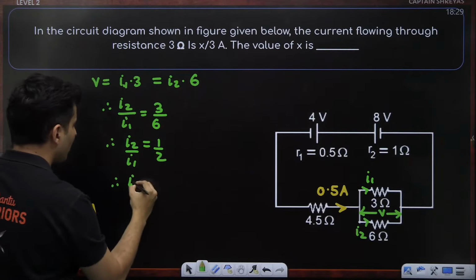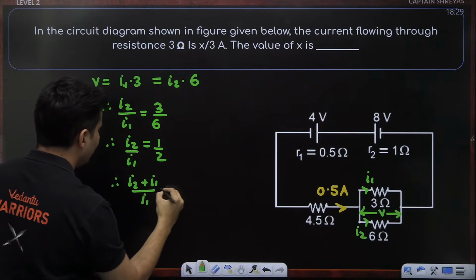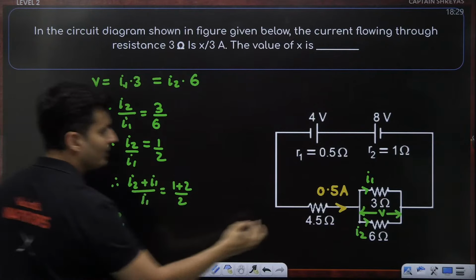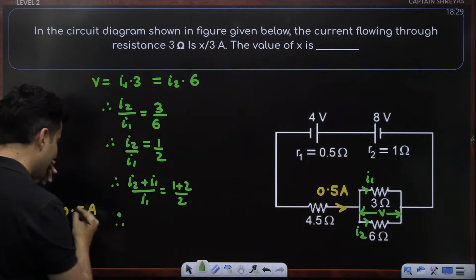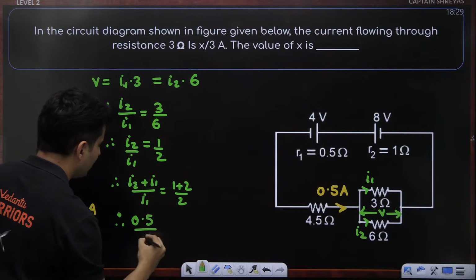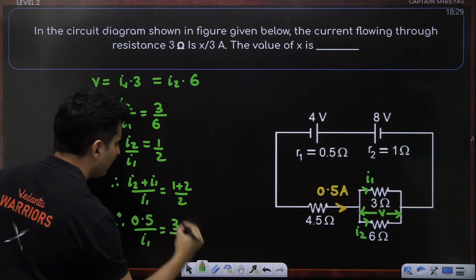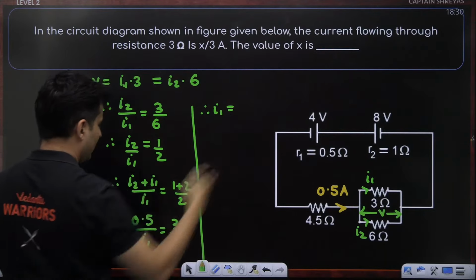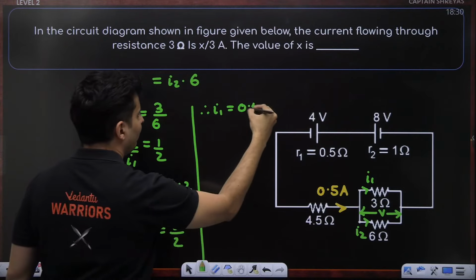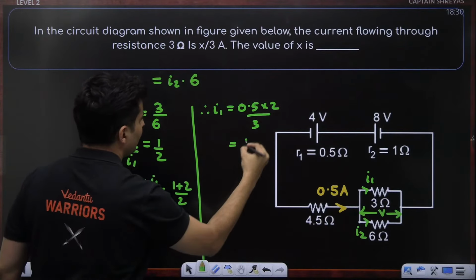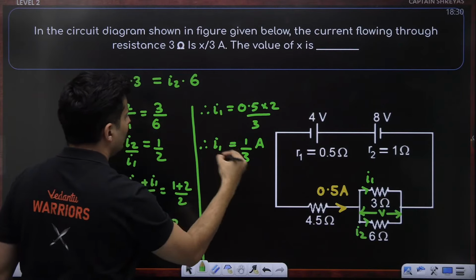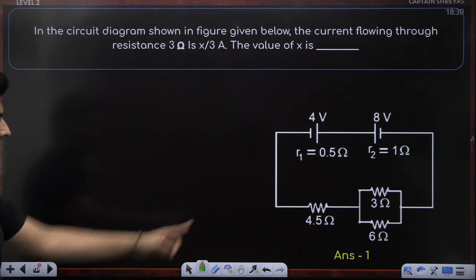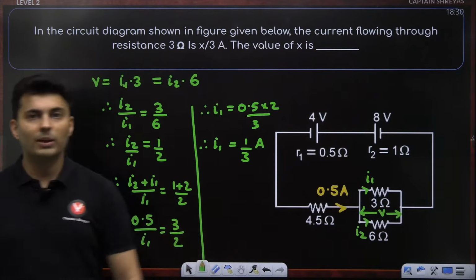Use componendo. So I2 plus I1 divided by I1 will be 1 plus 2 divided by 2. What is I2 plus I1? I2 plus I1 is basically that current which is there over here, which is 0.5 amperes, by I1 equals 3 by 2. So naturally, what do I get? I1 as 0.5 into 2 divided by 3, which is nothing but 1 by 3 amperes. So current number 1 is 1 by 3 amperes. So the value of X is 1, which is the correct answer. That is what we got.